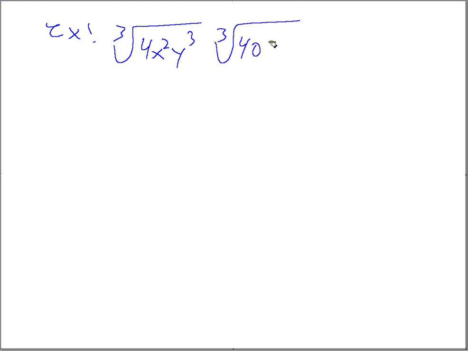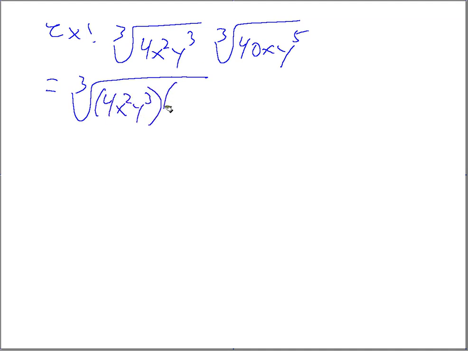Let's go and clear out the screen. Let's take a look at something like the cube root of, let's make it, 4x squared y cubed, times the cube root of 40xy to the 5th power, right? Now, if you recall from square roots in the past, we've done similar problems with square roots, right? Since the root index is the same and you're multiplying the 2 radicals together, just put it under one big cube root, and have 4x squared y cubed times the 40xy to the 5th.